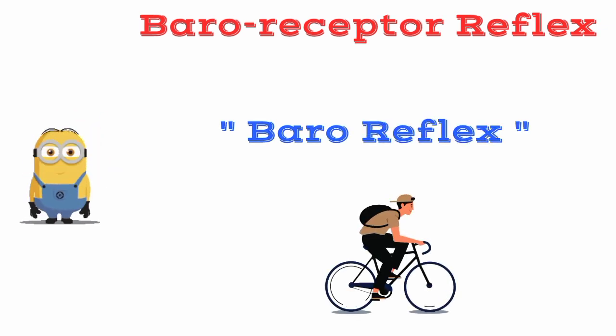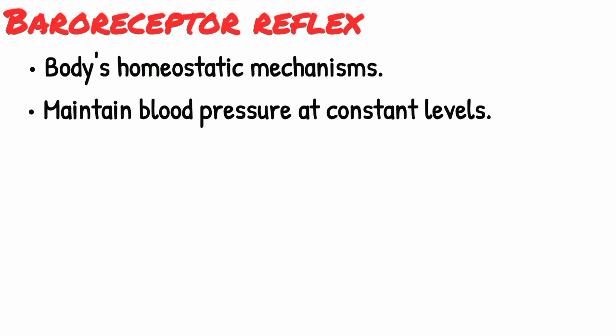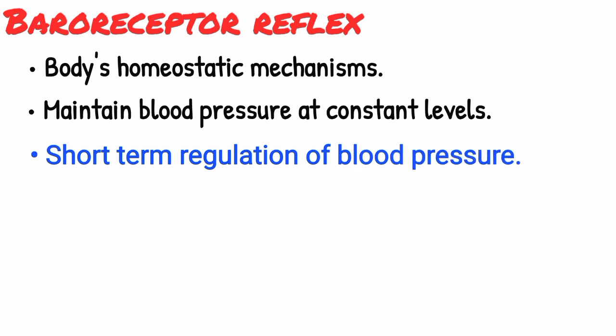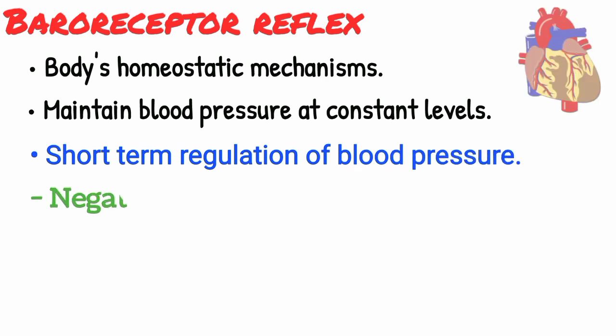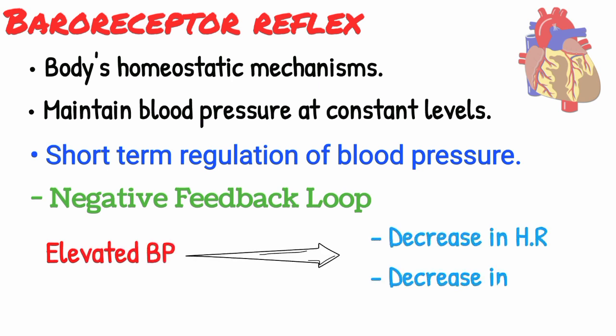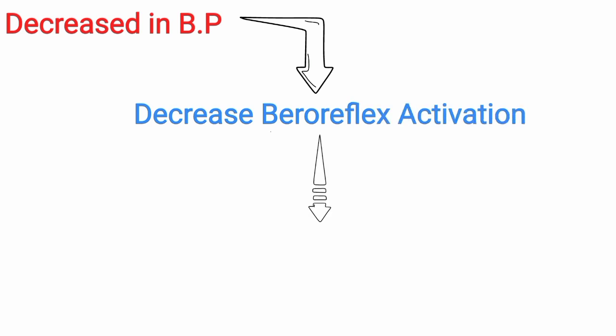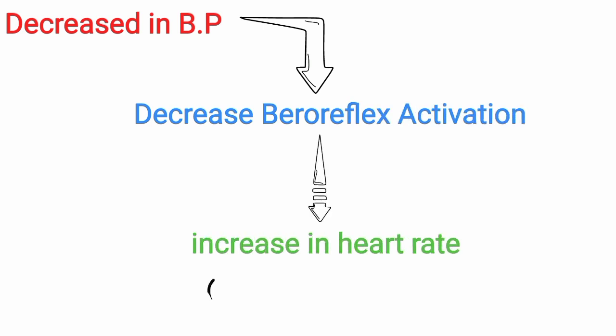So, let's get started. The baroreceptor reflex is one of the body's homeostatic mechanisms that helps to maintain blood pressure at nearly constant levels. It is one of the most important mechanisms for short-term regulation of blood pressure. The baroreflex provides a rapid negative feedback loop in which an elevated blood pressure reflexively causes the heart rate to decrease and also causes blood pressure to decrease. Decreased blood pressure decreases baroreflex activation and causes heart rate to increase, restoring blood pressure levels.